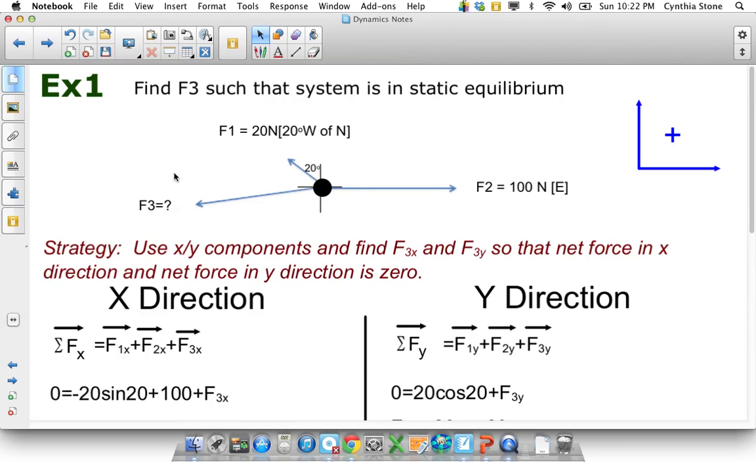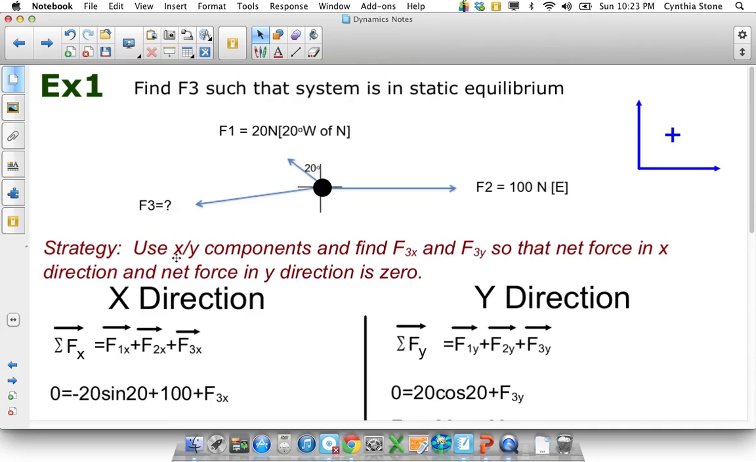I'm going to do two videos, and the first video is just this basic one, no application whatsoever. We just have a free body diagram with 3 forces. We don't know the third. All we know is that this system is in static equilibrium, which means that the net force is 0. And the idea is this. There's different ways you can do it.